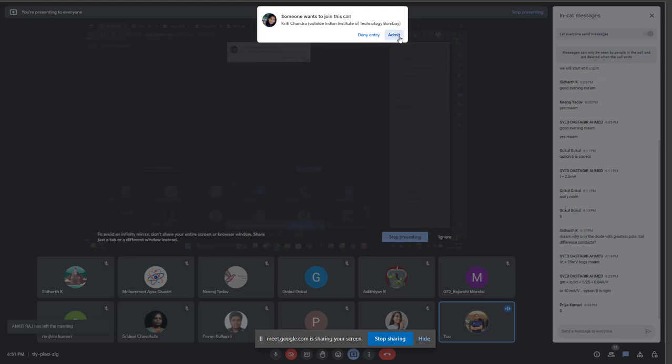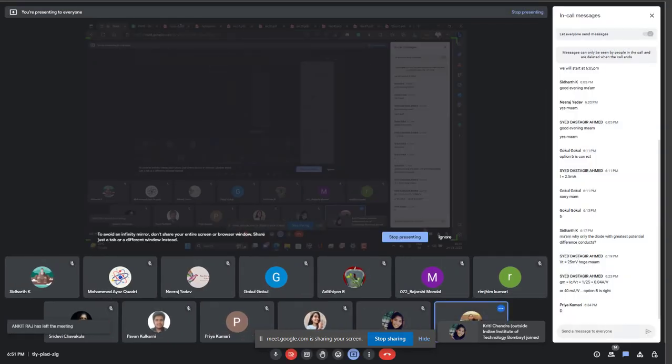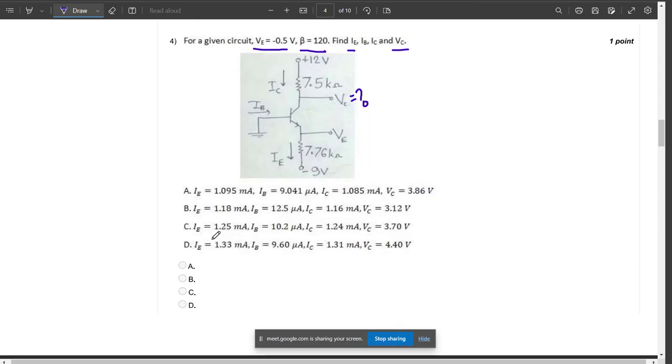But you're not audible. Hello. Go ahead. I was saying current will be downwards. So then with the 8.5 volt potential difference dividing it with the resistor, we get IE about 1.095 milliamps. Okay. So option A is correct.